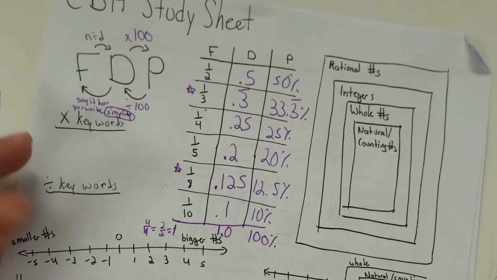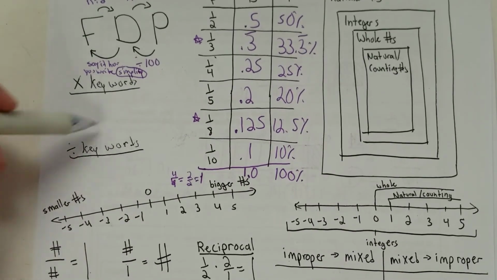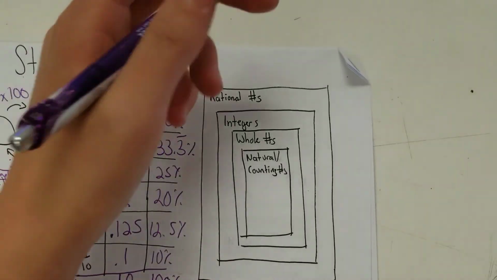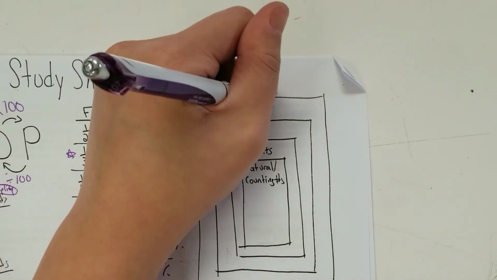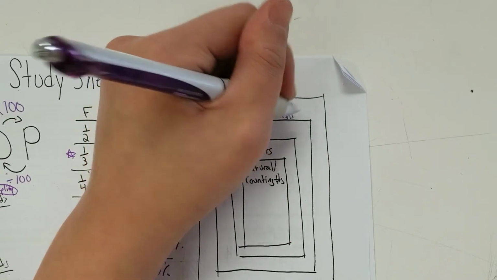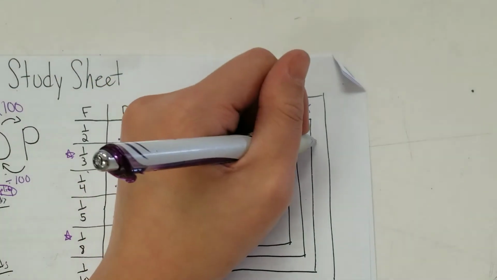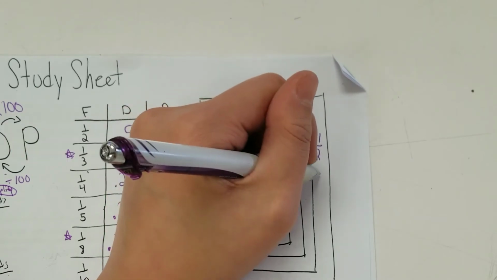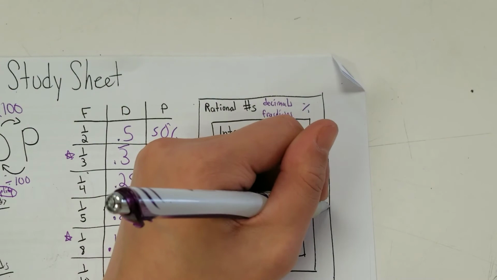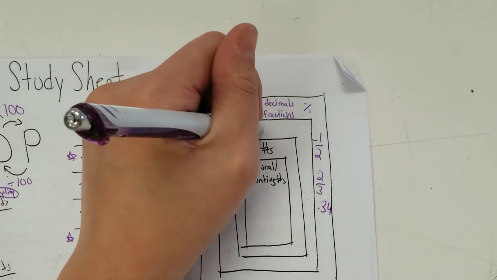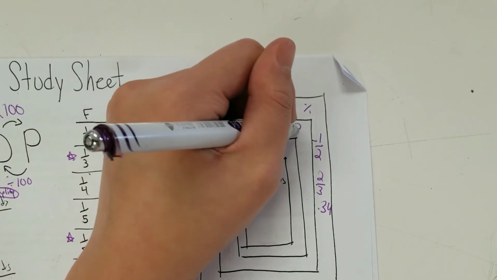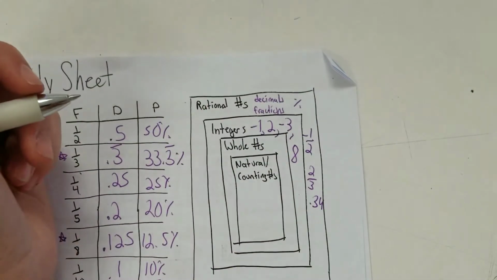These are just the key words that we went over today. If you had any, you can add them here. Rational numbers are numbers like decimals, fractions, and percents. These would be like -1.5, +2/3, stuff like that, 0.34. Integers would be like negative and positive whole numbers: -1, 2, -3, 8, stuff like that.